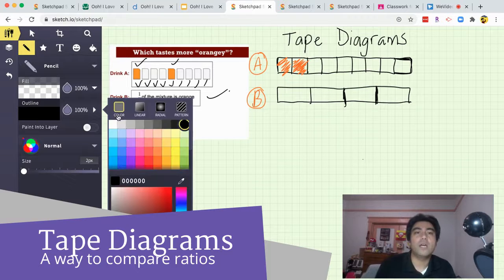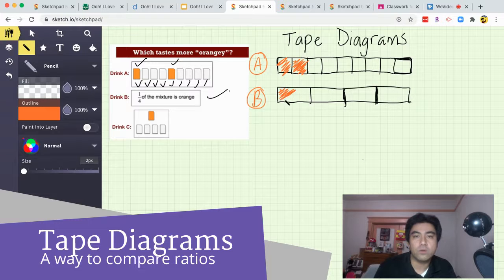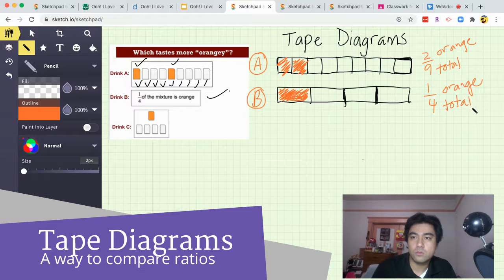Okay, and I want 1/4 to be orange, so it's 1 out of 4 that is orange. And so here it is. I'm coloring 1 out of 4, and this is 1/4. Okay, so this is 1/4, and this is 2 out of 9, which is 2 orange and 9 total.